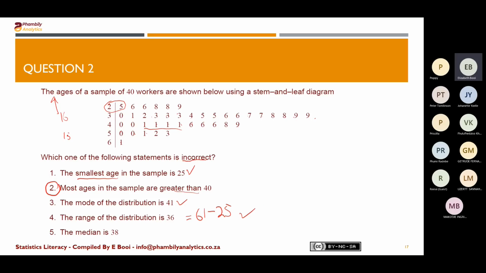So that is correct. The median is 38. So we can find the position, which is at n plus 1 divided by 2. We are told that there are 40, so it will be 40 plus 1 divided by 2, which is 41 divided by 2.